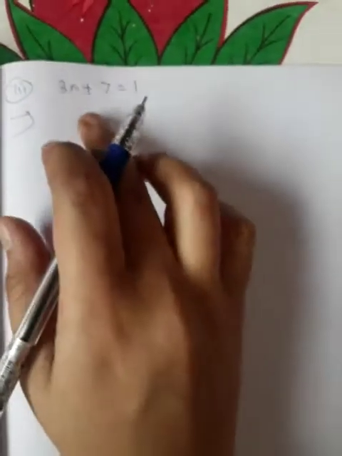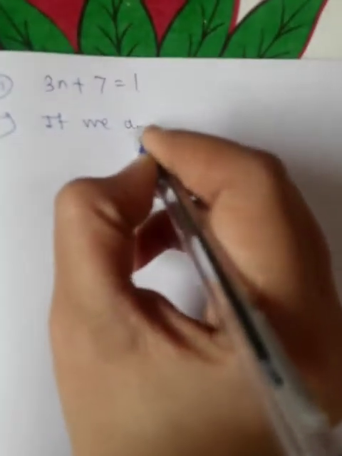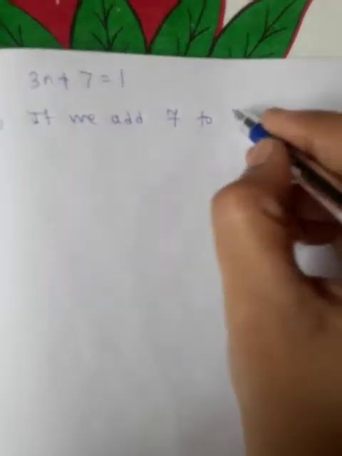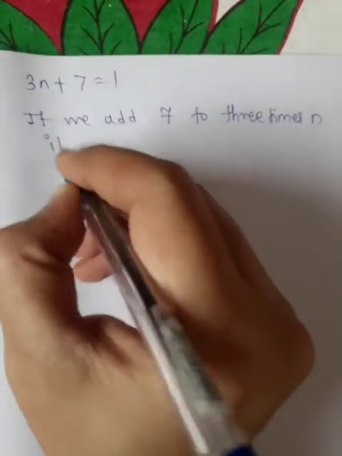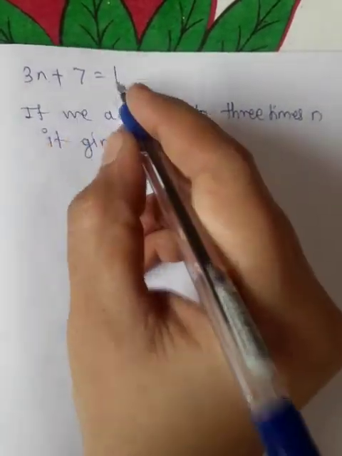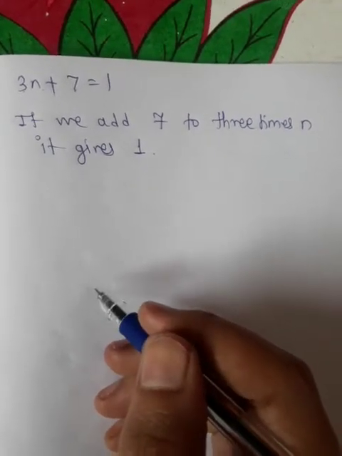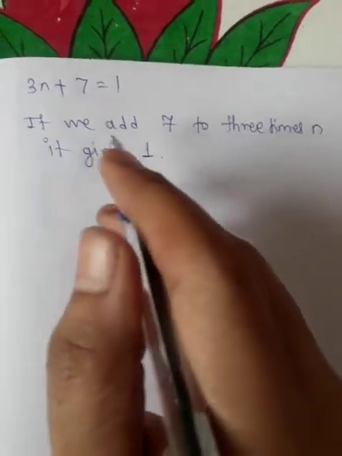Let's take the third example. It's 3n plus 7 is equal to 1. So how to write this equation in words? See, if we add 7 to 3 times n, it gives the value 1. Okay, so like this you can convert any equation into statement form.